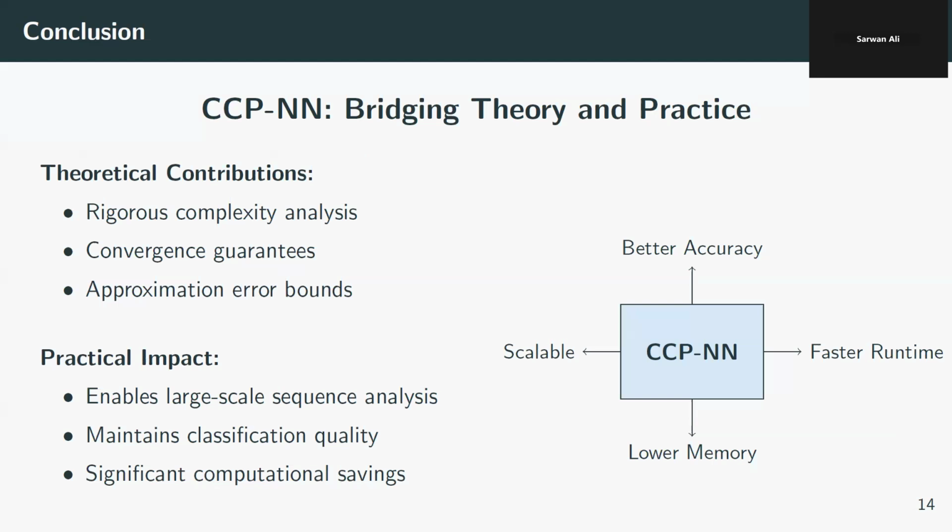The practical impact is transformative. We enable large-scale sequence analysis that was previously computationally intractable. We maintain and often improve classification quality while achieving significant computational savings. The CCP-NN delivers on four key promises: better accuracy, faster runtime, lower memory usage, and true scalability. This opens up new possibilities for analyzing large-scale biological datasets that were previously out of reach.